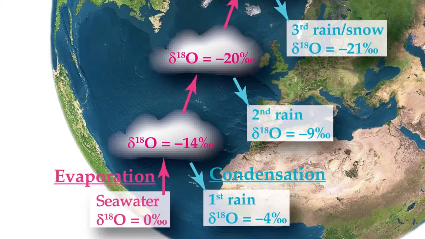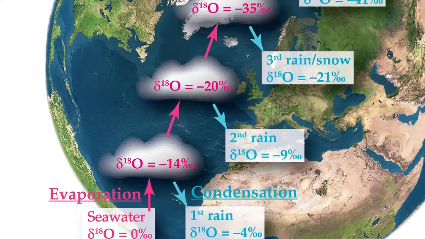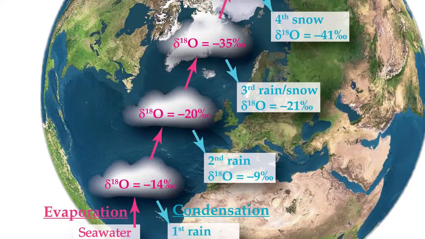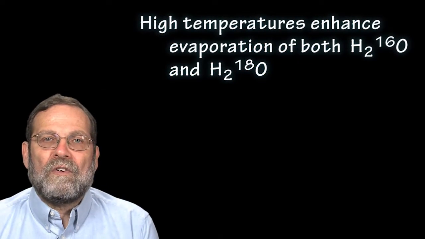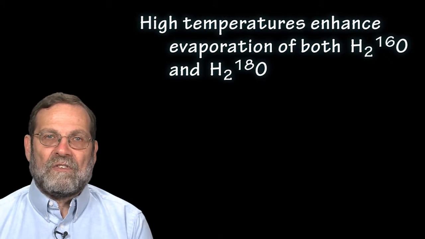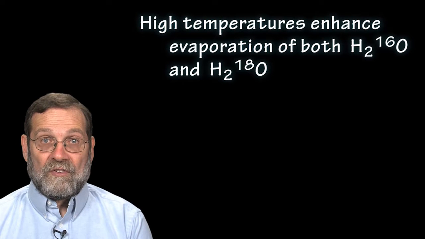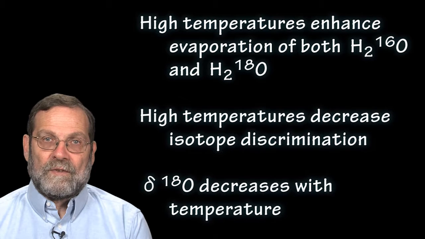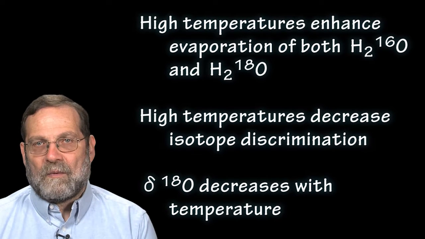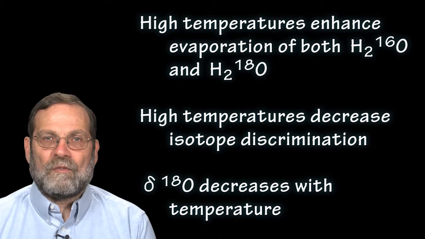Additional precipitation events further deplete the clouds of heavy isotope, until the snow that falls and accumulates near the poles may have a delta O18 of about minus 40 parts per mil. All water molecules become agitated as temperatures rise, and a larger proportion of the heavy water evaporates, and the liquid is less depleted of the light water. Therefore, higher temperatures tend to minimize isotope discrimination.